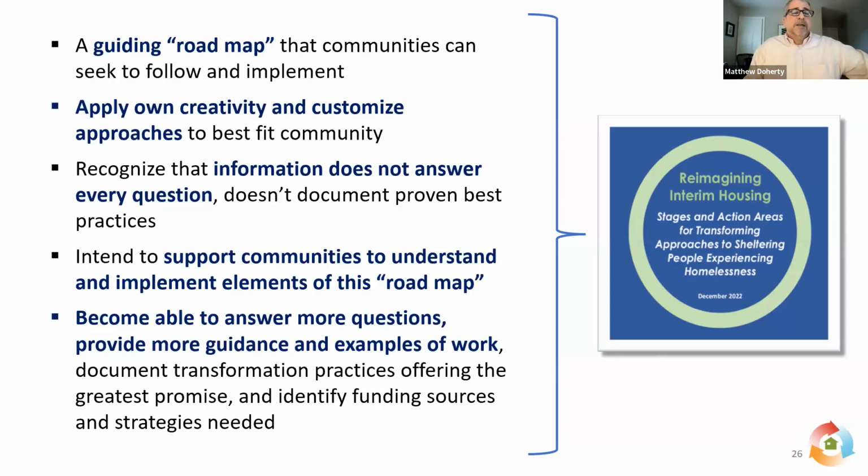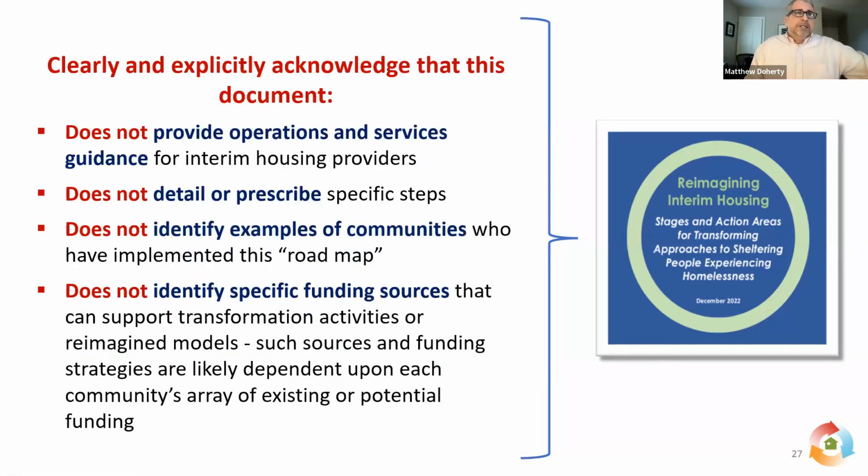Next slide, please. And then we also just want to be explicit that we know there are things that the document does not do. It does not provide day-to-day operations and services guidance for interim housing providers. That wasn't our objective. Again, it doesn't prescribe specific steps, but hopefully that feels freeing rather than restricting. It doesn't identify examples of communities who have implemented this roadmap yet, but we hope over time. And then we know this might be a bit of a deal breaker for folks, a non-starter, but we don't know what specific funding sources are going to help support this transformation activities.